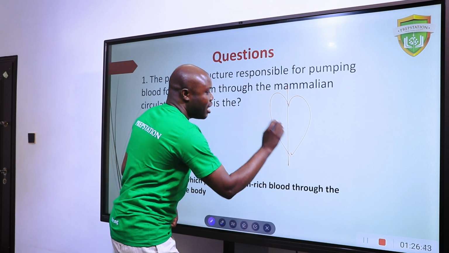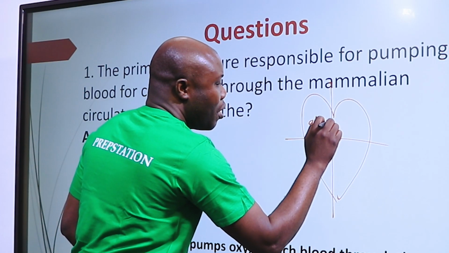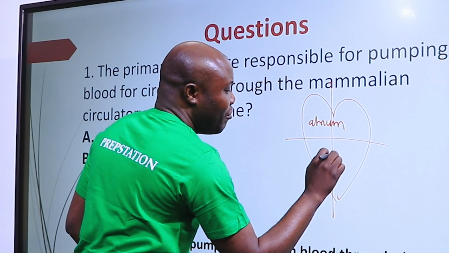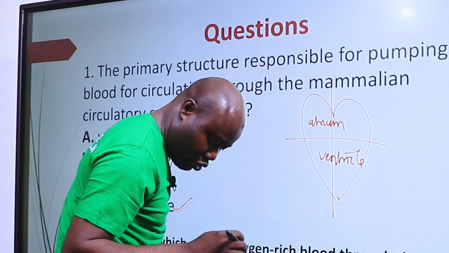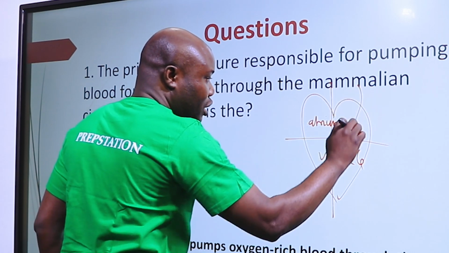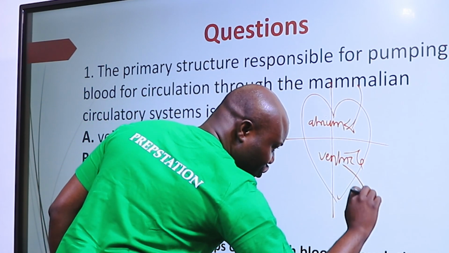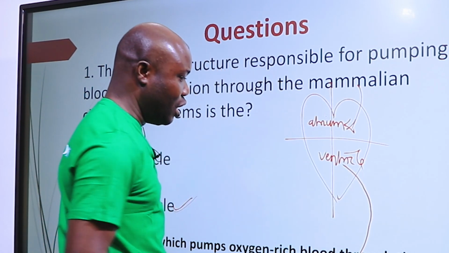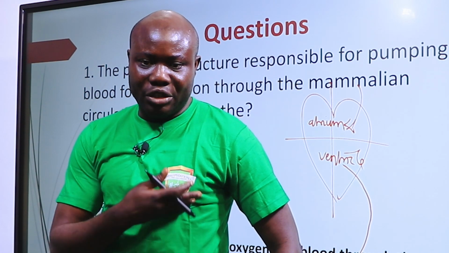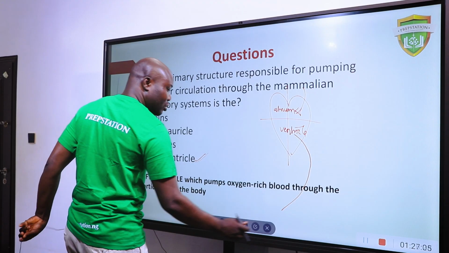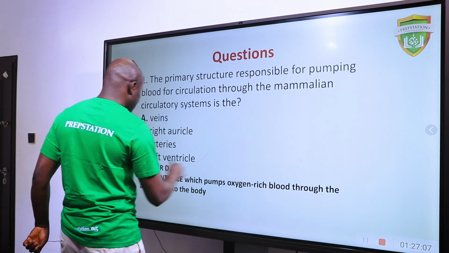If this is the heart here, we have the atrium and we have the ventricle, right? So if this blood is coming from the lung, it is this that will now send it to the body. So it is what? The left ventricle. Is it clear now? It is the left ventricle. Please don't make a mistake.